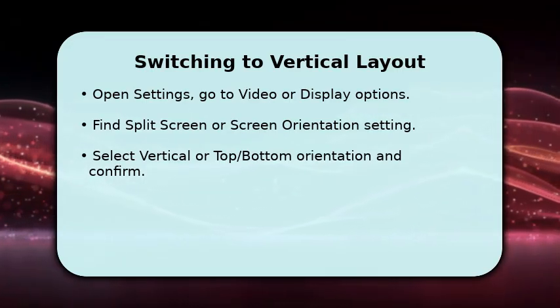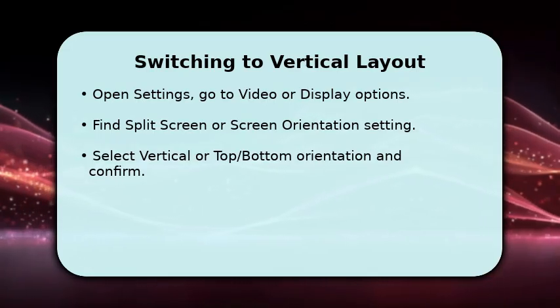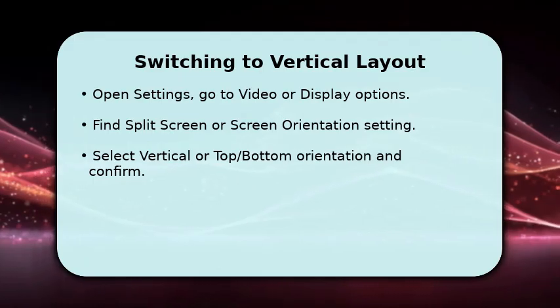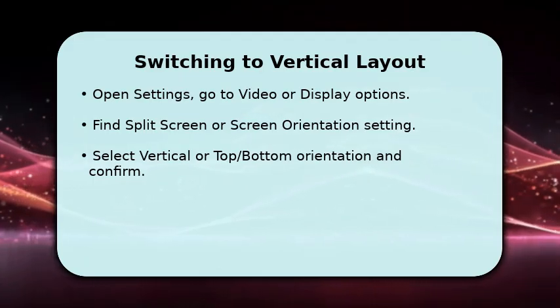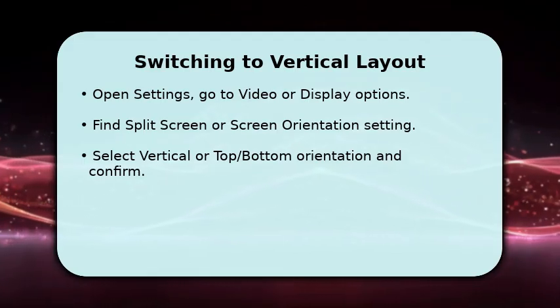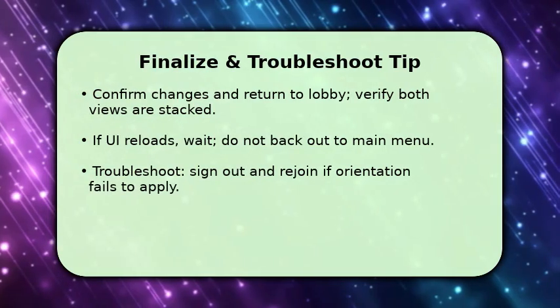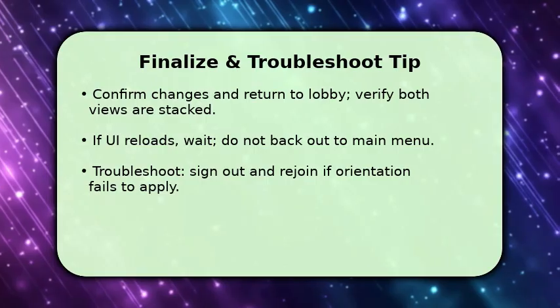Apply the change and allow the game to update the lobby preview. This may reload UI but won't drop players. If the option is grayed out, ensure both accounts are fully signed in and that the console isn't set to forced 16:9 downscaling, but finish by confirming settings and returning to the lobby. You should see both player views stacked vertically.